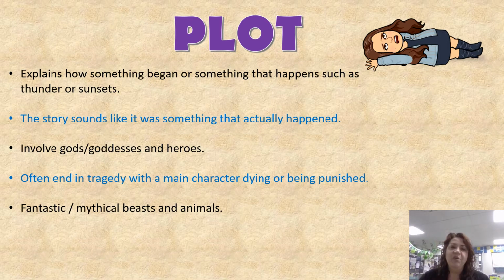The plot, quite often in a myth, will explain how something began or how something happens, such as thunder or sunsets. So thunder might be when Zeus is angry and he throws his lightning, which creates the thunder. Or it could be that the god of the sun disappears at night and the goddess of the night appears as the moon. So it's explaining how something happens like that, or how the world was created, or how a certain animal was created.